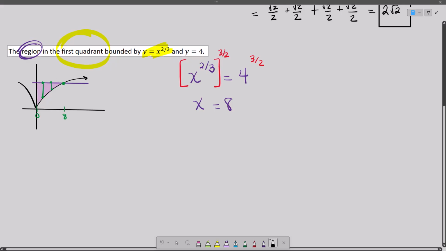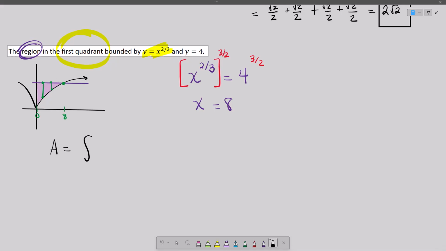So now when we go to set up our integral, the integral symbol represents an S for summation. We're going to integrate from 0 to 8. That means we have rectangles all the way across from x equals 0 to x equals 8. We're going to find the area of each rectangle. Well, the area of a rectangle is the upper curve minus the lower curve to get the height, and then we multiply by dx to get the width.